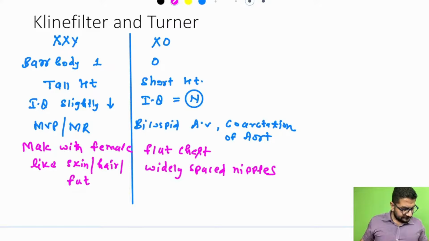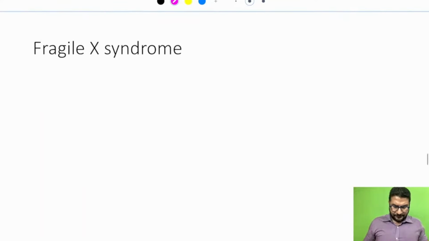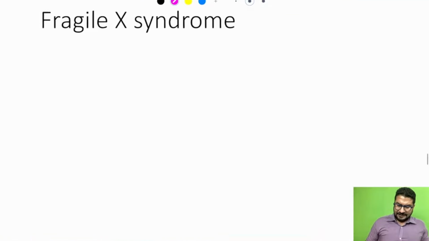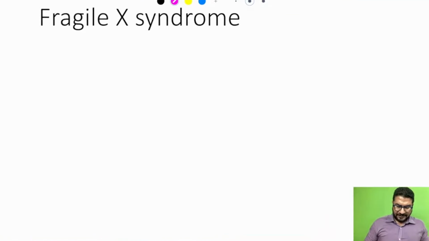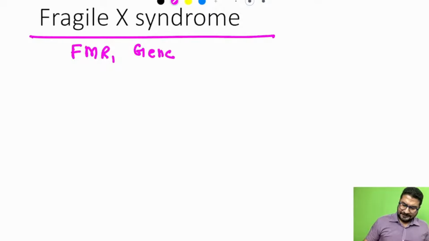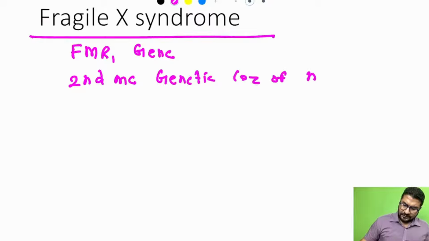Done? Okay, now understand we have fragile X syndrome. They ask you a lot of questions from this fragile X syndrome. It is due to the FMR1 gene. Fragile X syndrome is the second most common genetic cause of mental retardation.